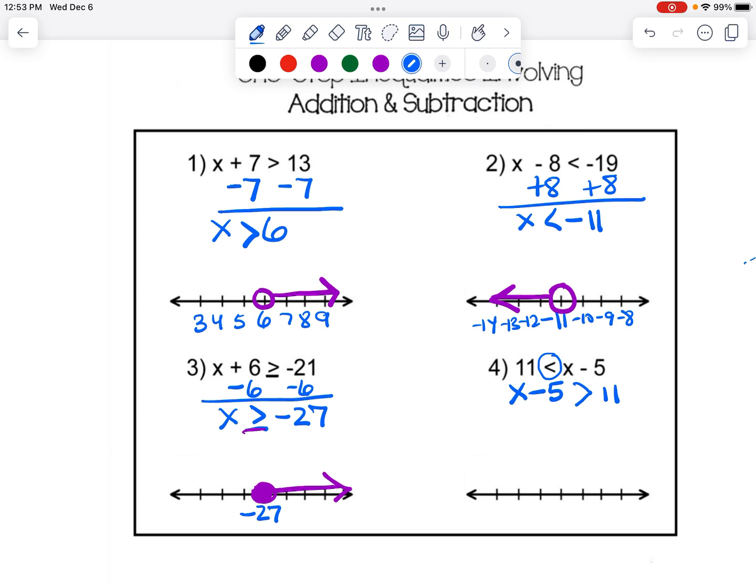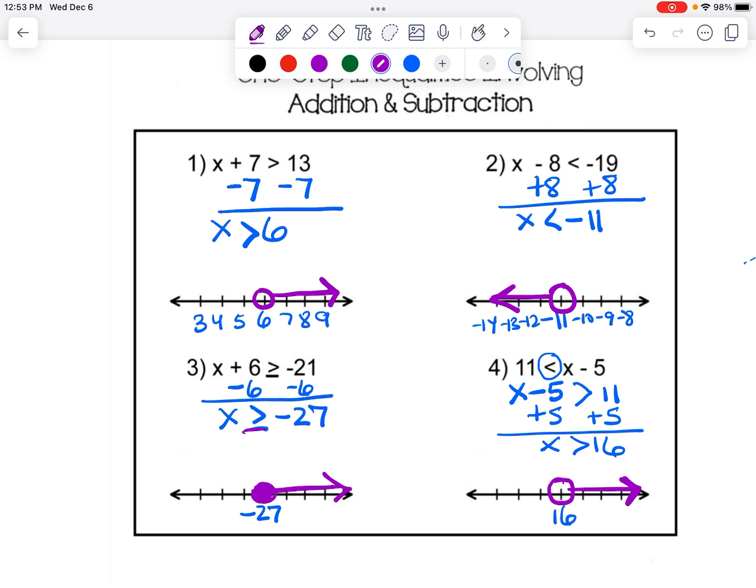All right, once I've done that, I can solve by doing the opposite operation to each side, the inverse operation, which is to add 5. So I have x is greater than 16. And then I'm going to do an open circle on my 16 because there's no line underneath my symbol. And then we are pointing to the right to show all of the numbers greater than 16.